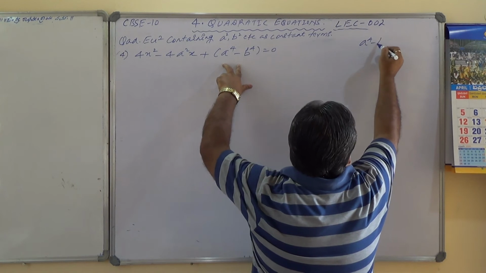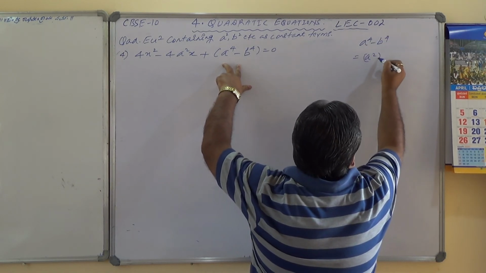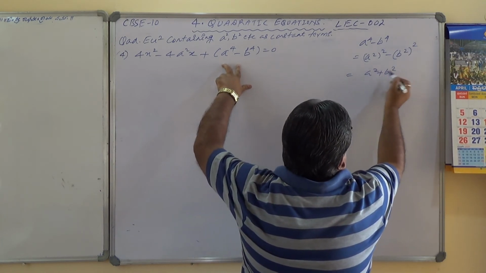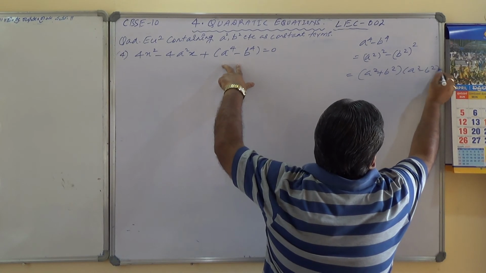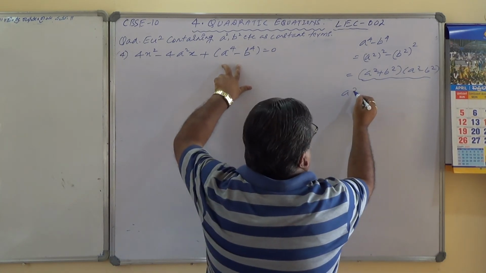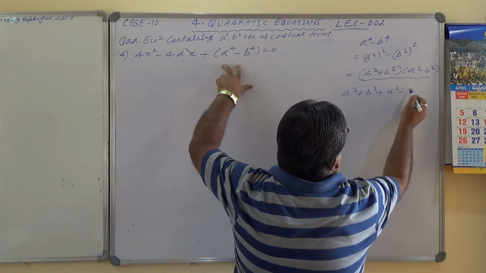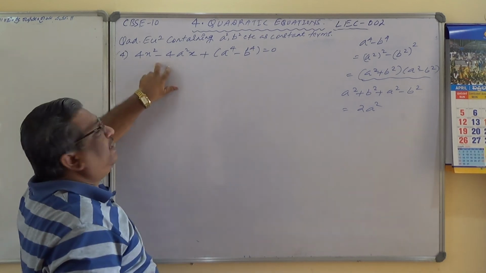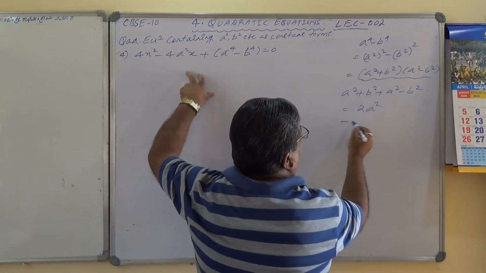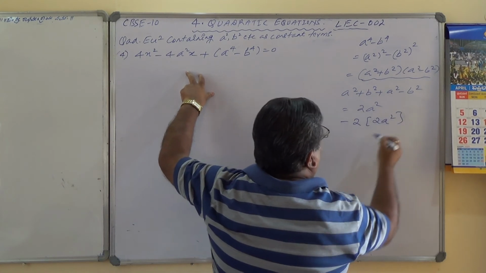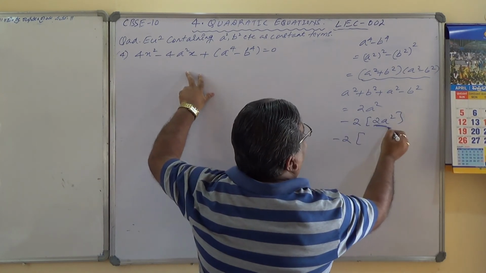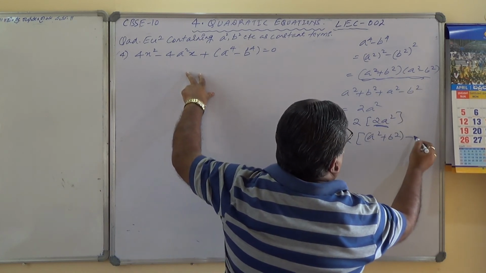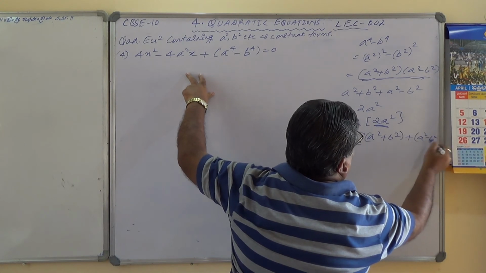A to the power 4 minus b to the power 4 is a square the whole square minus b square the whole square, which is equal to a square plus b square into a square minus b square. So arrange these two terms. Let me arrange a square plus b square plus a square minus b square, which is equal to 2a square. I am getting that. But what do I want? Minus 4a square. So multiply this by minus 2 times 2a square. How did I get this? By adding these two: a square plus b square plus a square minus b square.